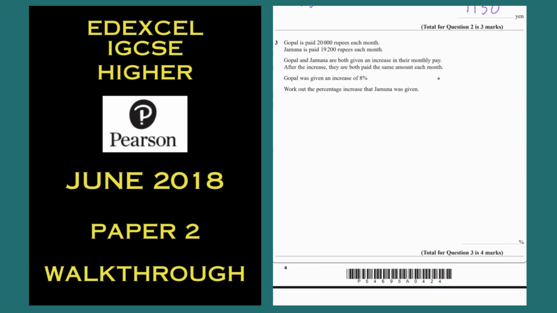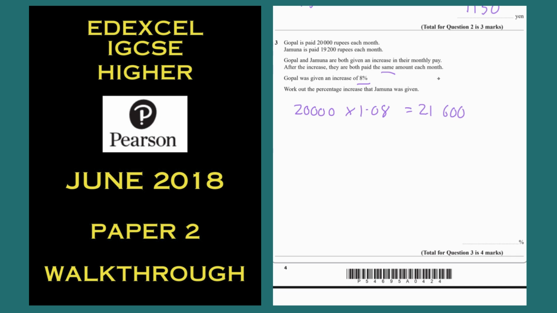At the end of the day, the key bit is after the increase, they are both paid the same. So top line, 20,000, given an increase of 8%, 1.08 is your multiplier. So we get 21,600 rupees. Both people get the same. So how much did Jamuna put in? She's paid 19,200 rupees each month. How much?